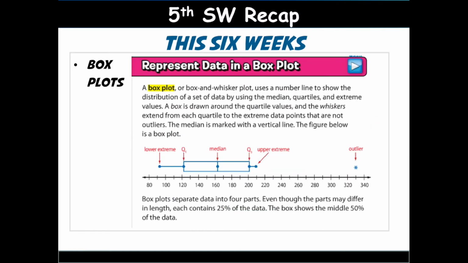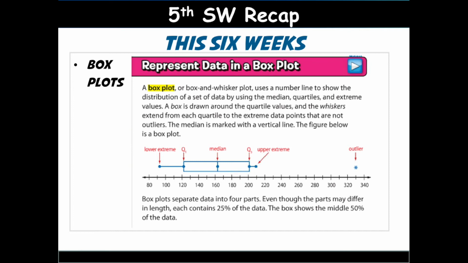Moving on to box plots. If you understood the quartiles, what you have to do to create a box plot is simple. Put your data in order, least to greatest, and on a number line, graph your lowest data. What was your smallest number? What was your greatest number? The only thing is we're giving them fancy titles like lower extreme, upper extreme. Smallest, biggest. That's what it means. And then find the median of that data. Put it on the number line.